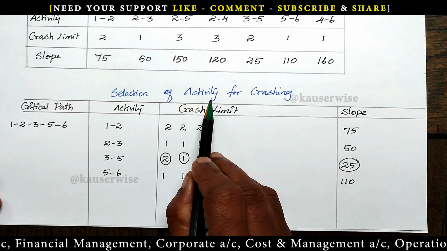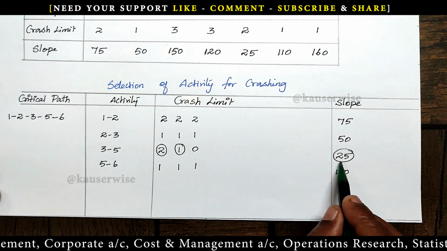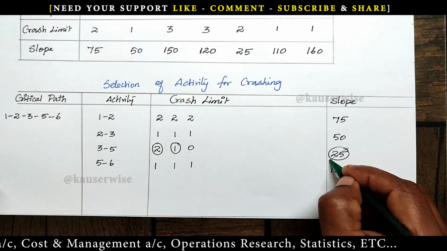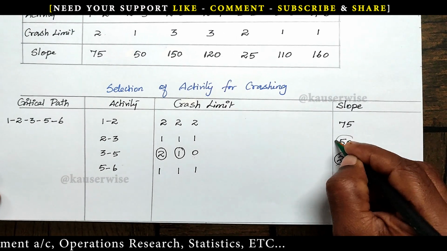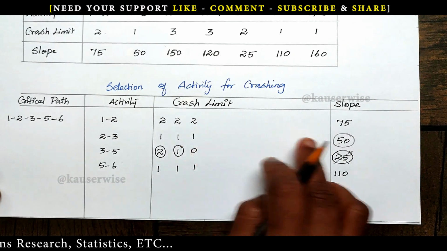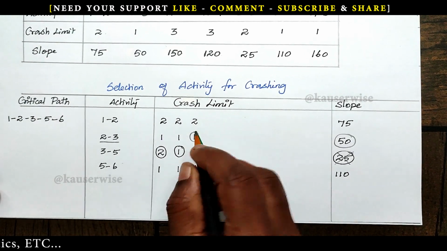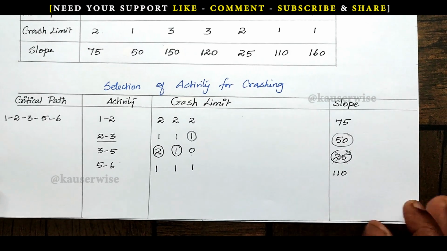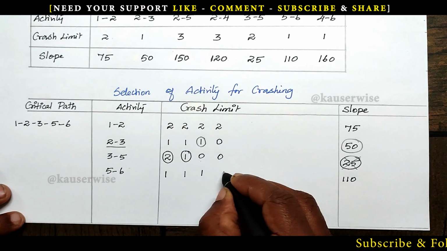See the selection of activity for crashing table. Here the least cost is 25 rupees, but already we have crashed 2 days. Now it is 0. Okay. So eliminate this. What is the next least cost? 50 rupees. Now I am going to select this particular activity. So what is the crash limit for this particular activity? 1 day. So I am going to select this particular activity to crash 1 day. Okay. 0 and this is the same. This is 0 and this is the same.